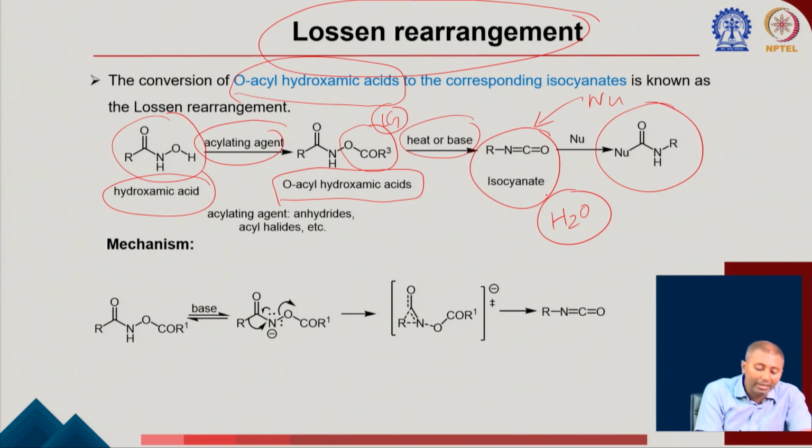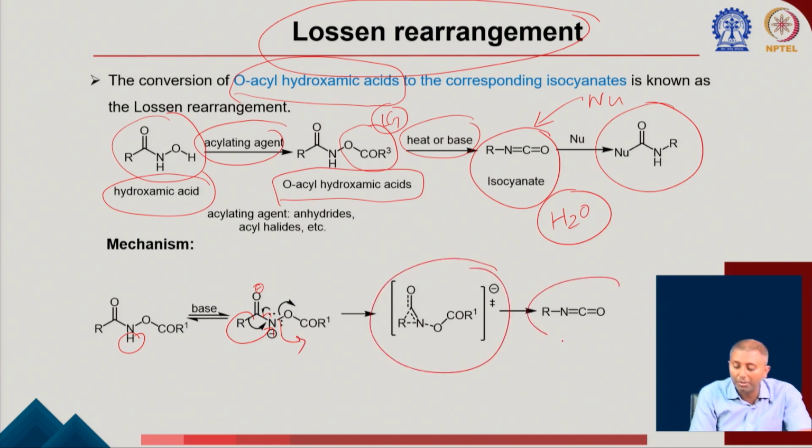And this is the mechanism again. First the base is going to abstract this NH proton, putting a negative charge on the nitrogen, then you use a corresponding acyl. Now what is going to happen? It can go through some sort of mechanism like that, where it becomes an O minus, then this one gets migrated here, and this can go as a leaving group to get to the corresponding isocyanate. Okay.